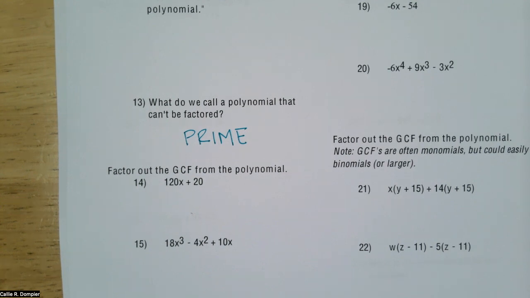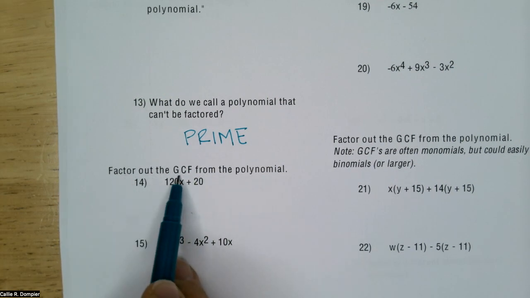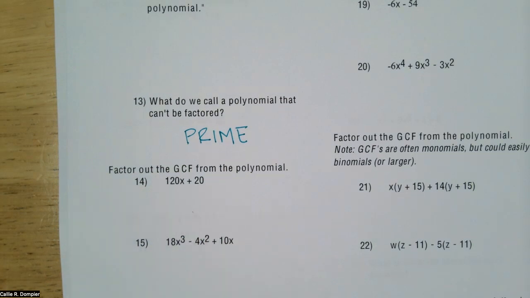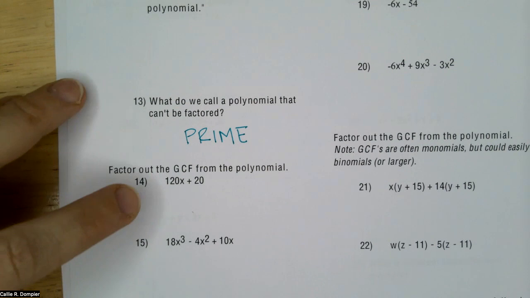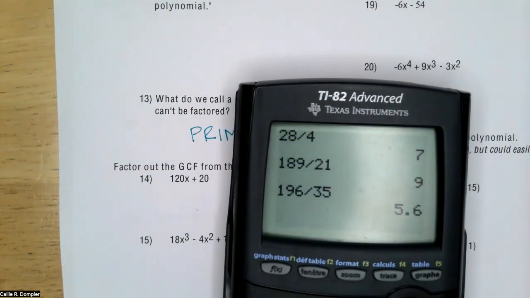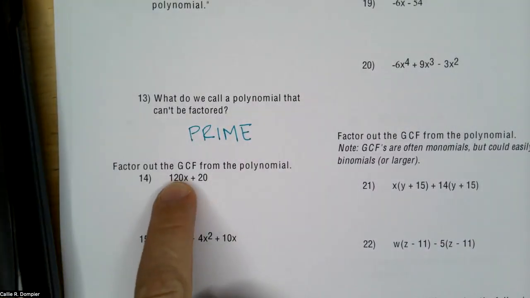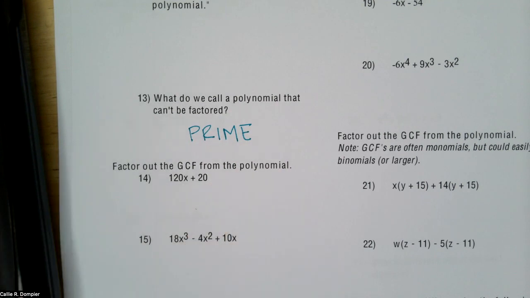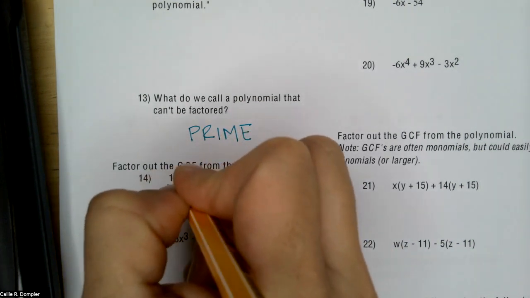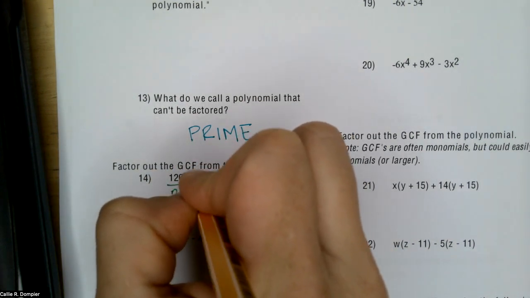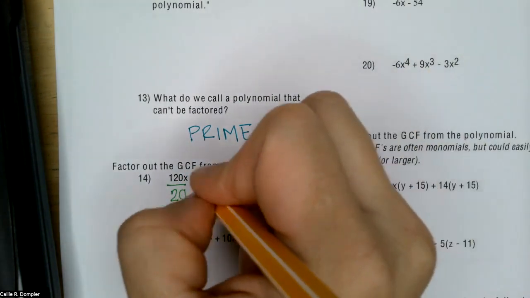All right. So factor out, don't just find the greatest common factor, but factor out the greatest common factor from the polynomial. I'm going to do this the way that I forgot to teach you until number 10. You have 120x and 20, divide them both by 20. 120 divided by 20 is 6. 20 divided by 20 is 1. I cannot divide any x out because there is no x in the 20, right? So there's no way to factor the variable x, but 120x and 20 have a greatest common factor of 20.